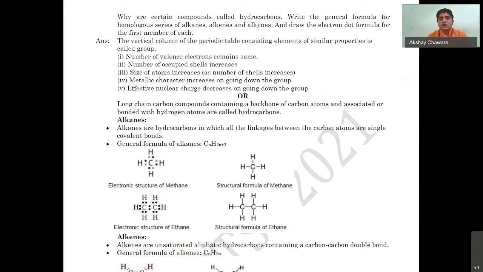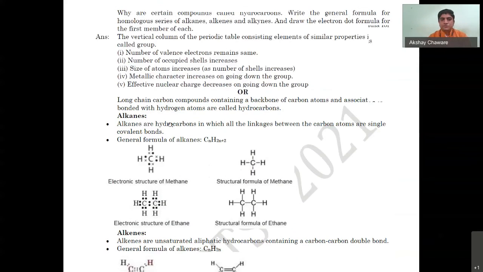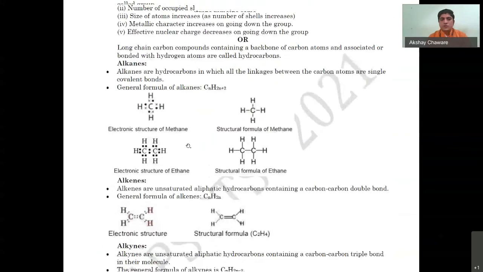Another important thing is that you have to define hydrocarbon first. You have to write down the general formula, but while drawing the electron dot formula you have to consider only the first member, because it is clearly mentioned in the question that you have to draw the electron dot formula for the first member of each. Okay, so the answers have been given for the first member of each only. So that is the common mistake in this question.